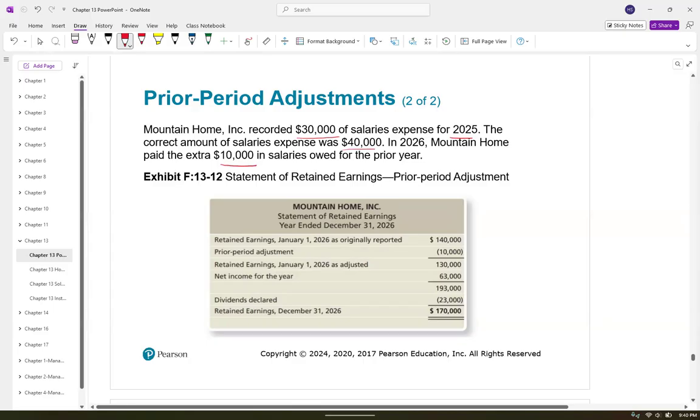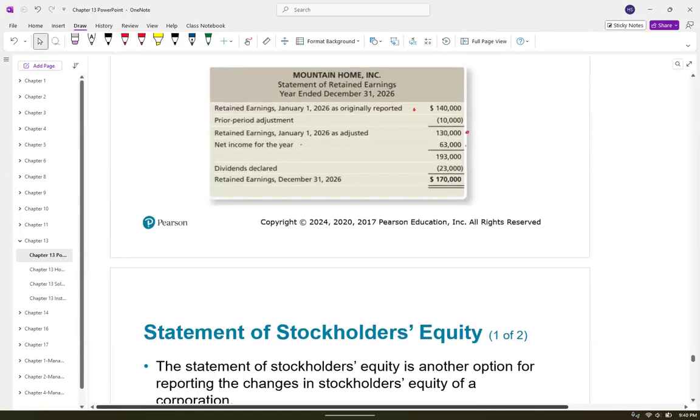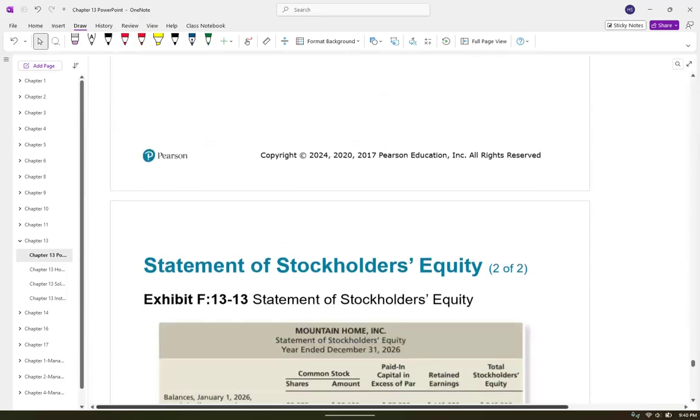So you can see retained earnings started at 140. We're going to bring it down by 10,000 because that was an expense that didn't get put on the income statement in the prior period. So it will adjust the beginning balance to retained earnings, and then we move on with our net income and dividends declared.